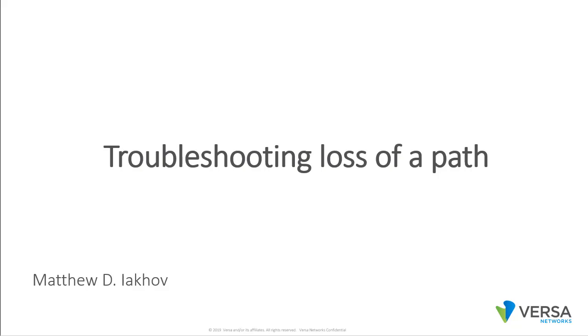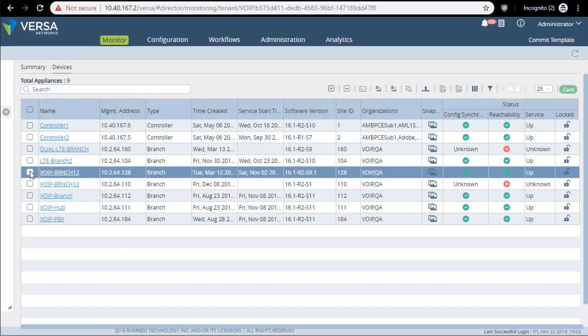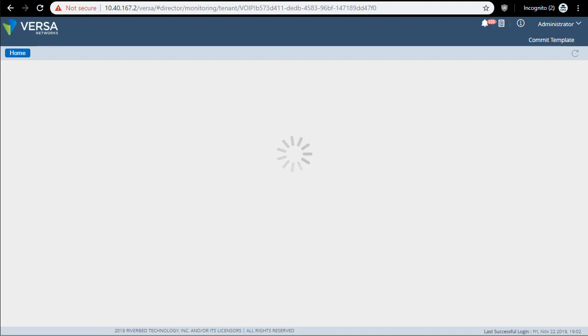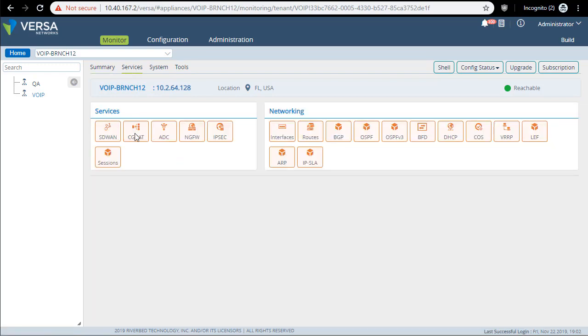To troubleshoot this situation, the first thing that we would need to do is open Versa Director and go to the monitor screen. Then we need to open the branch where the customers are complaining that they have problems. In our case, it's VoIP branch 12. And in the voice over IP tenant, we need to check the reachability between this branch and the branch where we have the voice over IP PBX server.